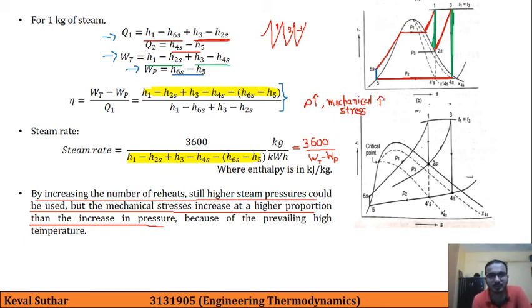So here our objective with more number of reheats is to increase the pressure, but the rate at which the pressure is increasing and the benefits are obtained are lower than the rise in the mechanical stresses. So the mechanical stresses are more dominating while we increase the number of reheats. So we cannot get the benefits of higher pressure in this case, because of the prevailing high temperature. So it is not possible that at our wish we keep on increasing the number of reheats. There is also a limit because of the mechanical stresses.